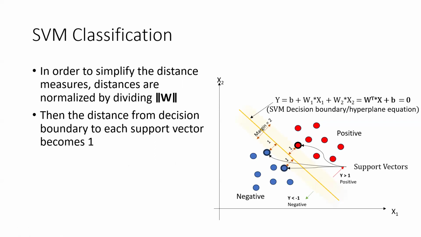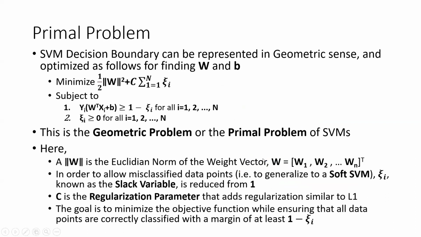In order to simplify this process, we generally take the Euclidean norm of the W vector and divide by it. So instead of W, we get 1, and the margin, which is 2 times W, will become 2. This is how we can simplify. And now let's move into the mathematical representation of the support vector machine.